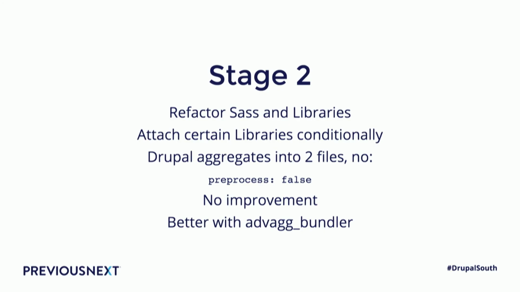Stage 2 was me refactoring the Sass and the libraries to be broken out into separate files for each of the theme components. And attaching those libraries conditionally, so going through the Twig templates or preprocessing those libraries into the places where they needed to be loaded. But Drupal was still aggregating that all into 2 files. So I wasn't yet setting preprocess false on those conditional libraries. So really there was no improvement with this.